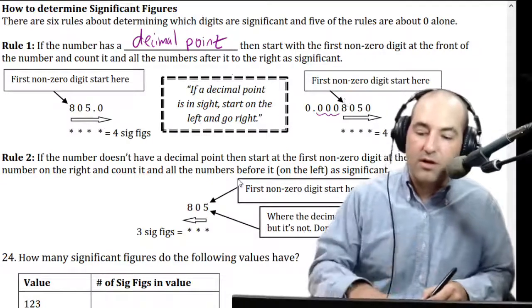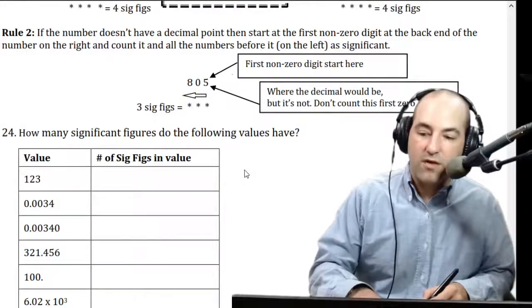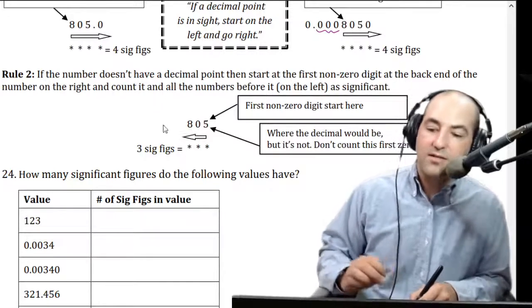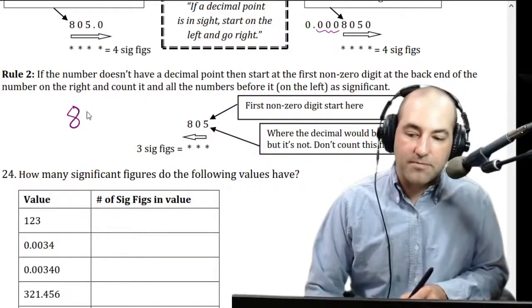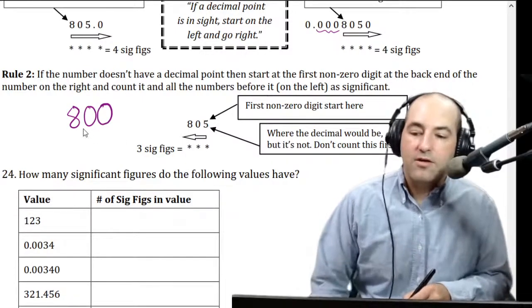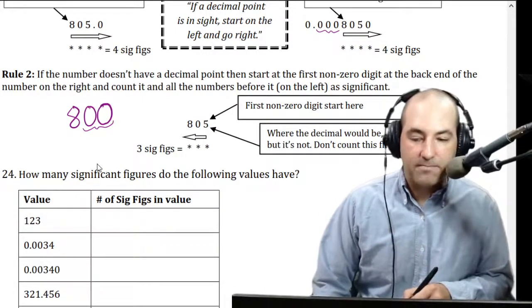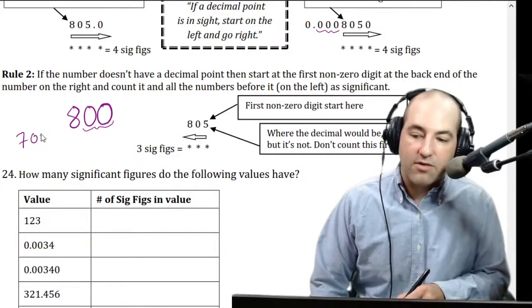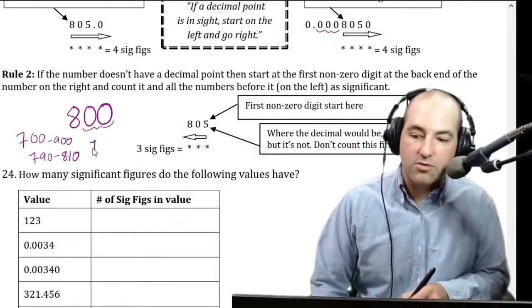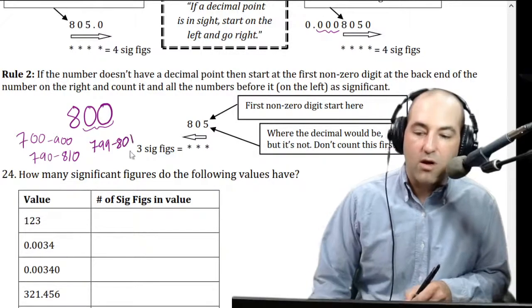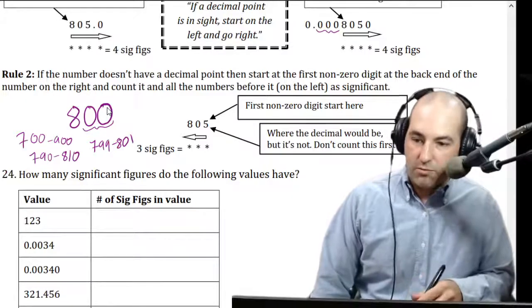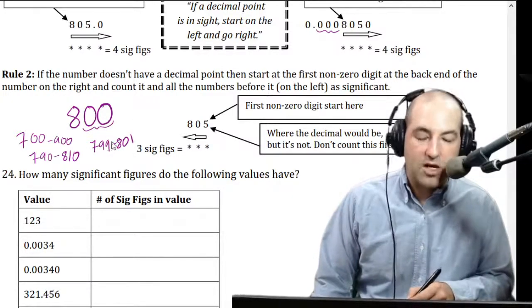If there's no decimal point, then we also have to be careful, because sometimes the zeros are significant and sometimes they're not. So if we have a number like 800, these two zeros could or could not be significant. We don't actually know from this measurement if we're saying this is between 700 and 900, or between 790 and 810, or between 799 and 801. It's actually unclear. So if we're really trying to be careful with our measurement precision, we try to avoid numbers like this. And there's a couple different solutions.